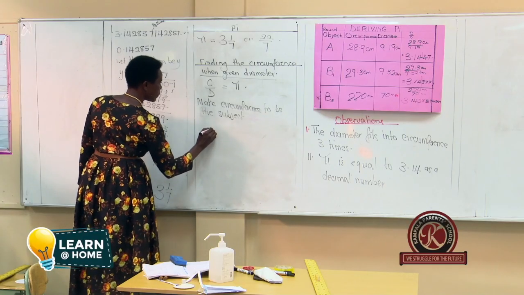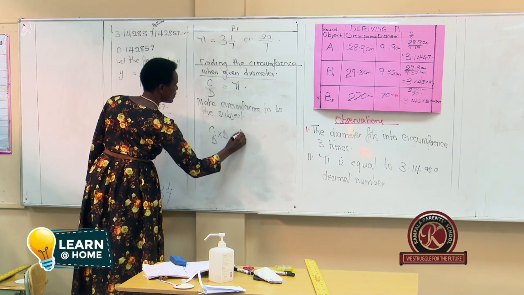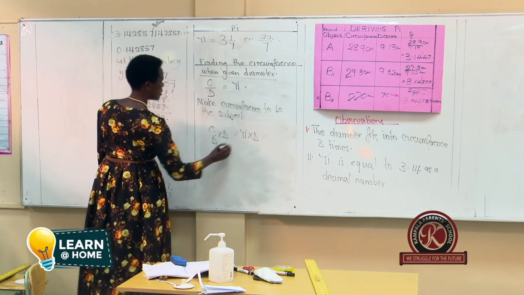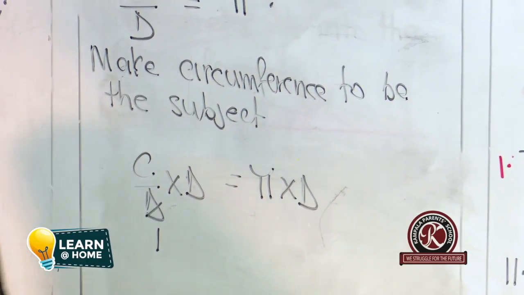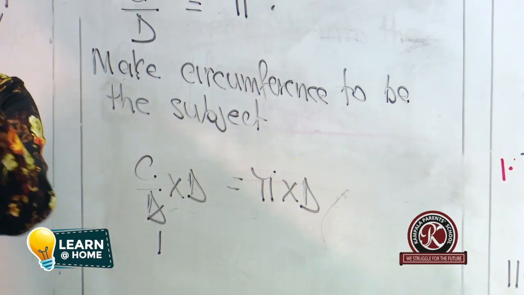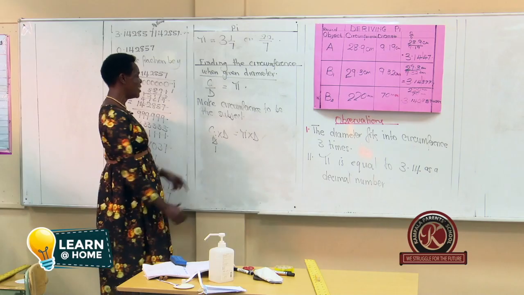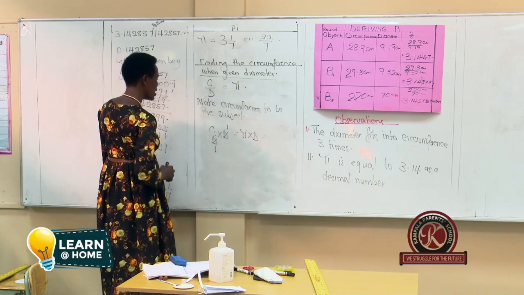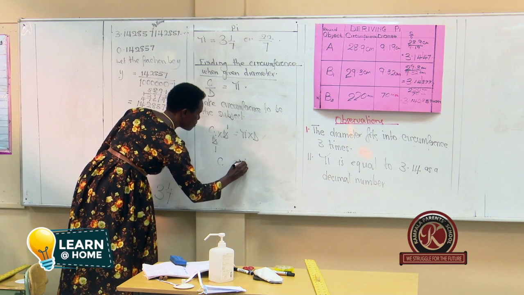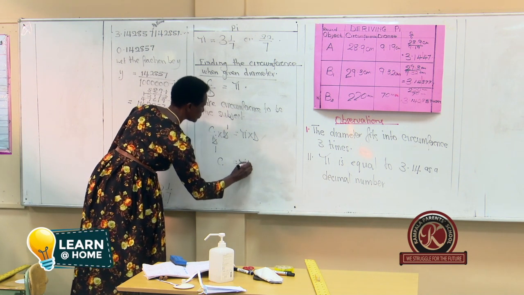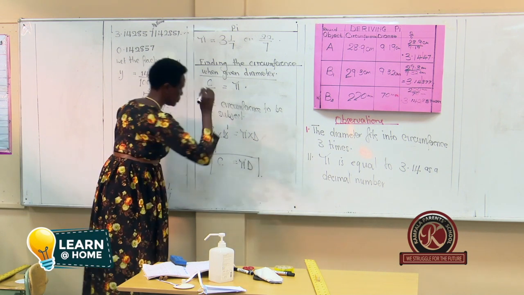We are going to multiply both sides by D. D times D will give us pi times D. D divided by D, you get 1. Any number divided by that number, you get 1. That's why Mrs. Okwi is saying D divided by D, you get 1. Here also you get 1. So C times 1, you get C, which is giving us pi D. Highlight this part. This is our formula.